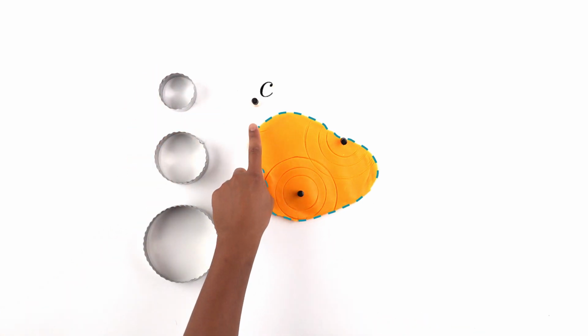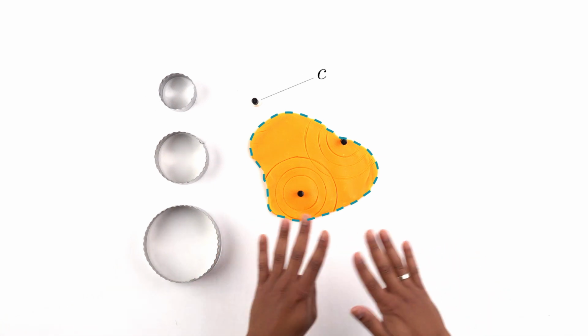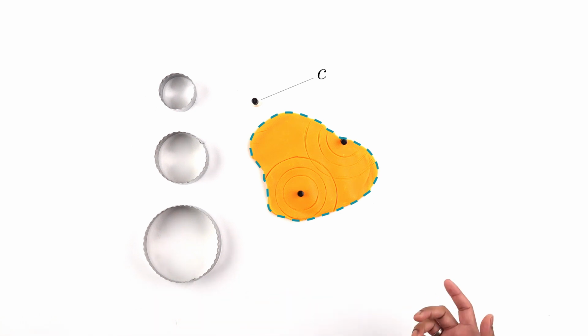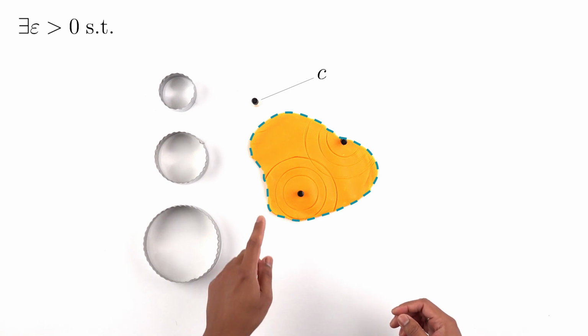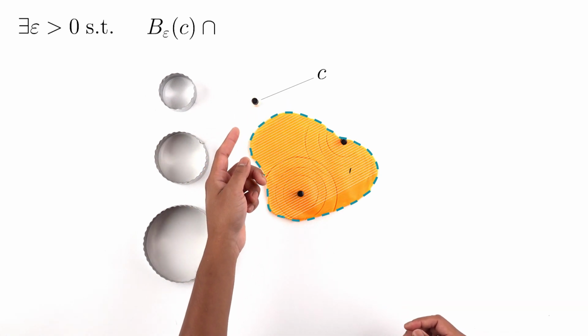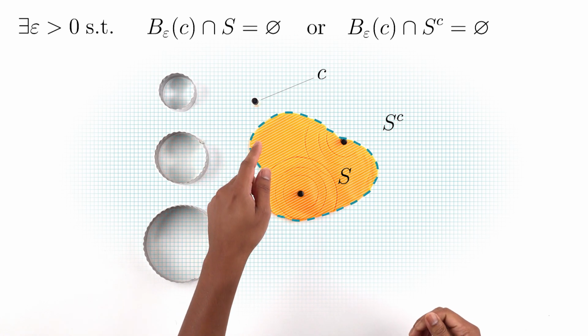Finally, is the point C a boundary point of S? Intuitively, again, no, it is outside the mango. But remember, we must check the definition. There exists epsilon greater than 0 such that an open epsilon ball centered at C intersects S or S complement trivially.